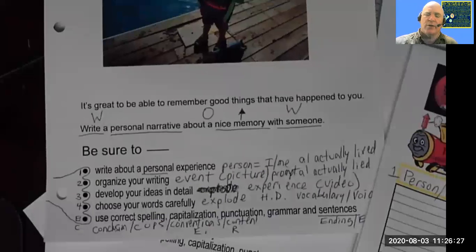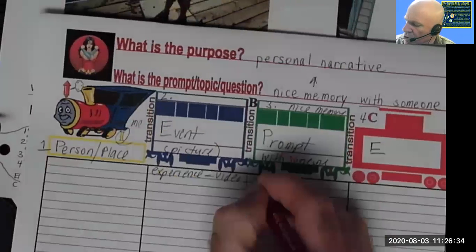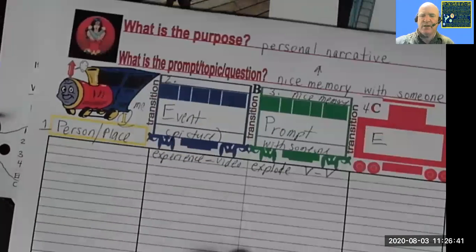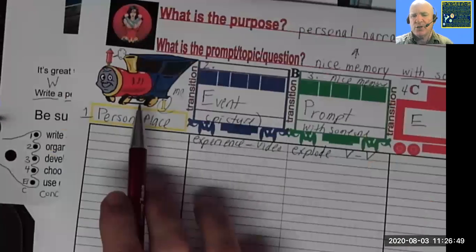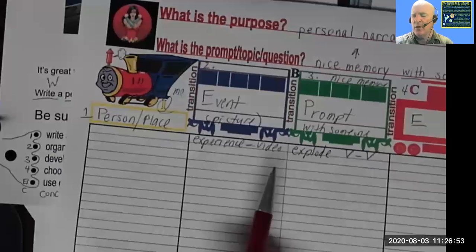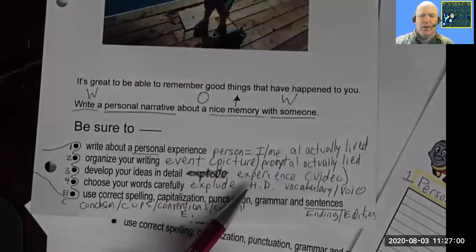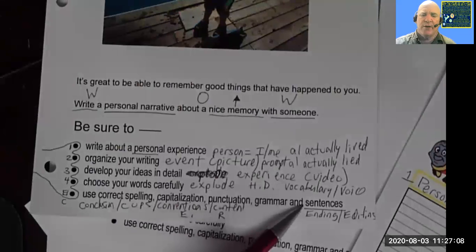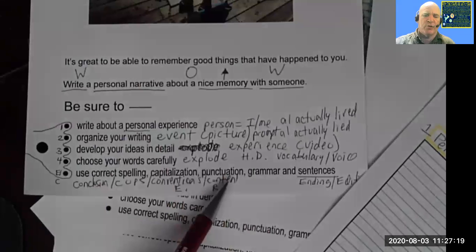So we've got to make sure that in order to turn the 3 into the 4, we want to do what we call explode. I'm just going to put 2 little separate V's there to remind your kids that if this is the event responding to the prompt, then that's the organization. And how do you turn it into a 3 or a 4? Well, you follow the third and the fourth bullet, that you develop it into an experience called a video, and that you explode it in HD, high definition, by adding in your high vocabulary and your voice. Well, there's only one bullet left, and that's the last one. So let's see what that one says. Use correct spelling, capitalization, punctuation, grammar, and sentences.